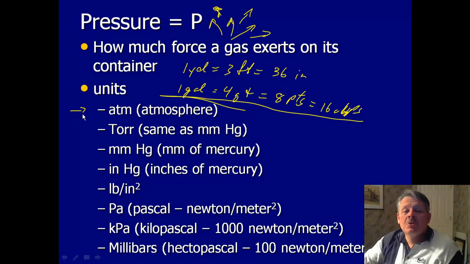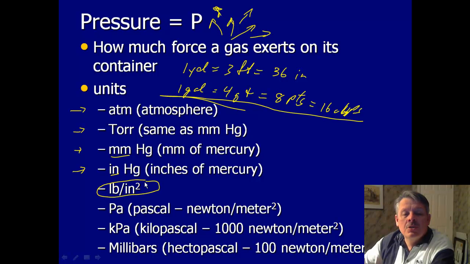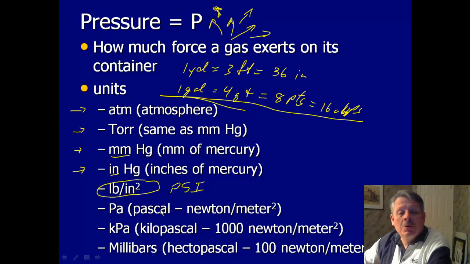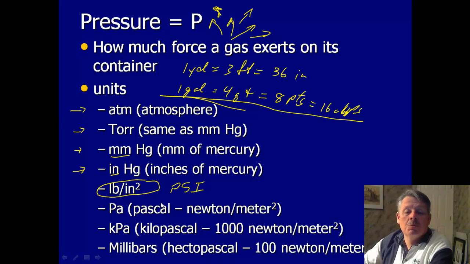We've got atmospheres, and we have something called torr, and that is the same as millimeters of mercury. We also have inches of mercury. You have to just convert between inches and millimeters. We also have pounds per square inch. This is something that we use a lot for measuring, for example, tire pressure. Americans use pounds per square inch a lot. We don't use it much in a lab, but certainly it is something you need to be able to convert between. We have pascals and kilopascals, which is simply dividing by 1,000.